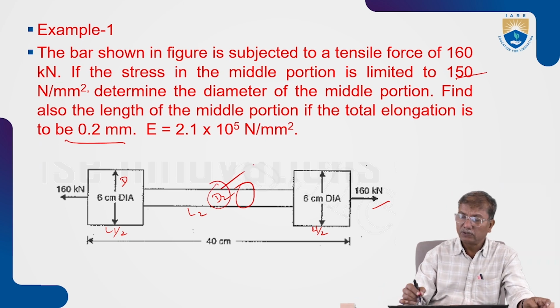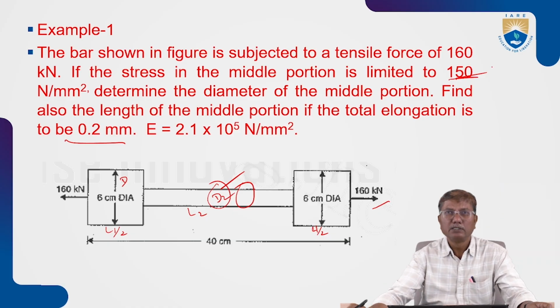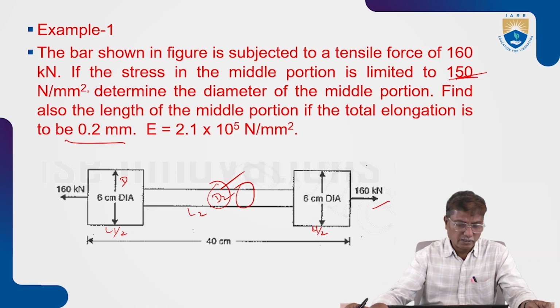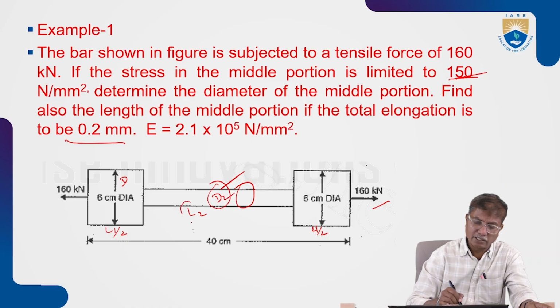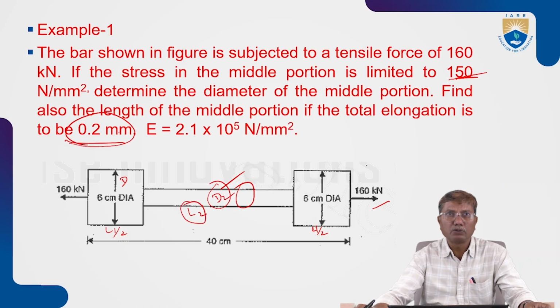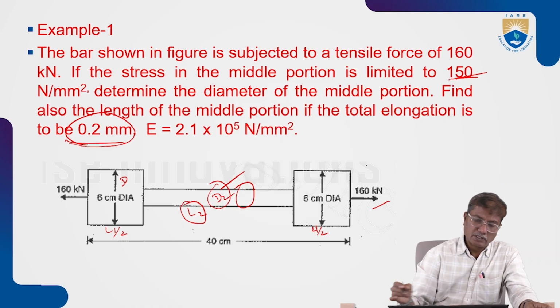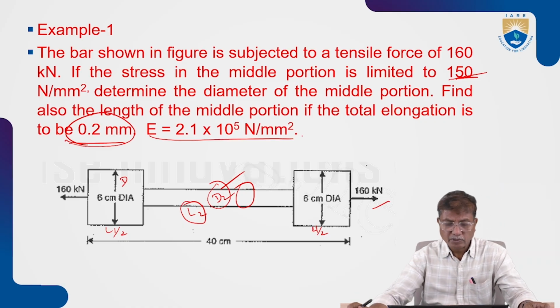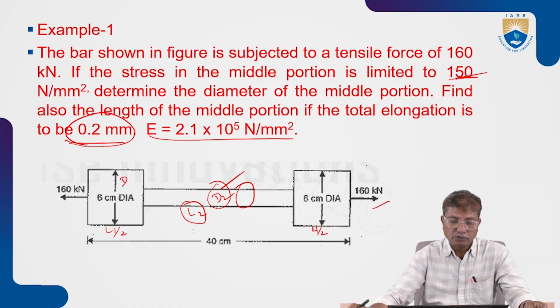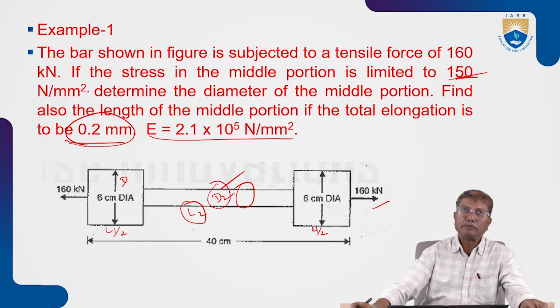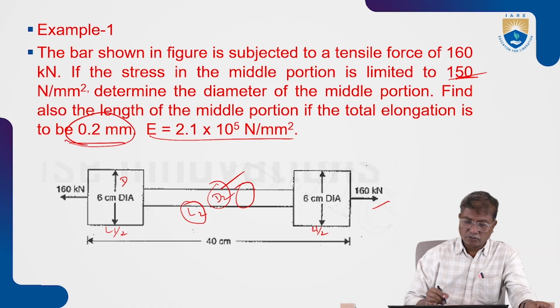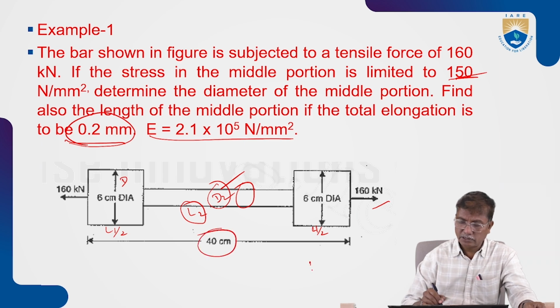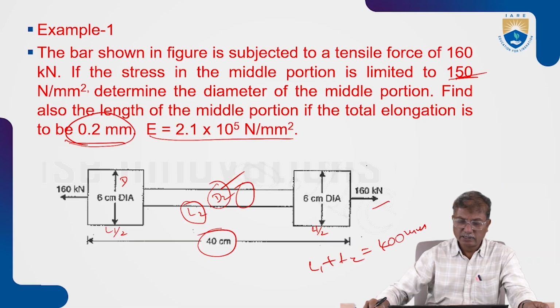So how do we find D2 satisfying the condition that the stress is 150 Newton per mm square, and we have to find the length L2 satisfying the condition that the total elongation is 0.2 millimeters, and Young's modulus is given as 2.1 into 10 power 5 Newton per mm square. The total length is given here: L1 plus L2 is 40 centimeters or 400 millimeters.